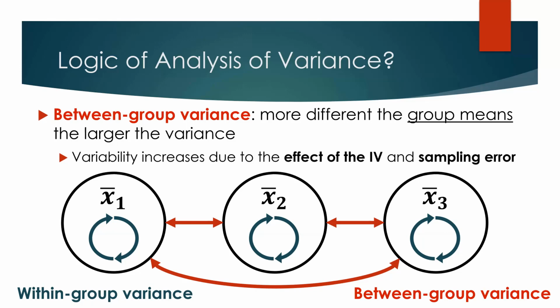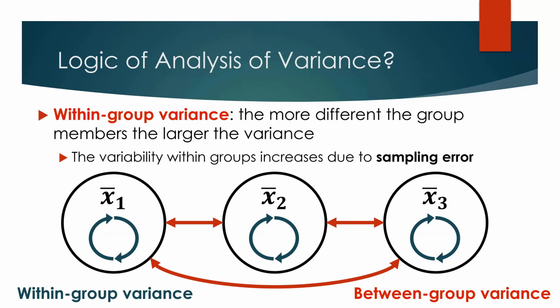Now, the between group variance will increase if the effect of the independent variable is larger and if sampling error is larger. Now, within group variance is about how different the group members are from each other. The larger the variance within each group, the more different the group members are from each other. Overall, the larger within group variance is going to be. So what is the reason within group variance would increase? It would only be due to sampling error.